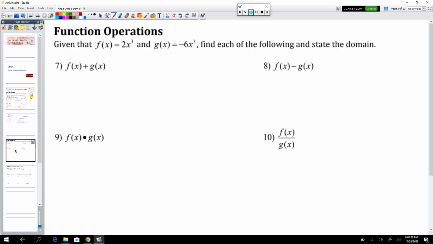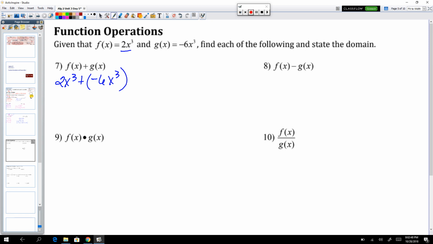Let's move on to function operations. Function operations, adding, subtracting, multiplying, and dividing multiple functions, works just the same as you would expect it. If you're going to add f plus g, you're literally going to replace f of x with what it is, and add g of x with what it is.